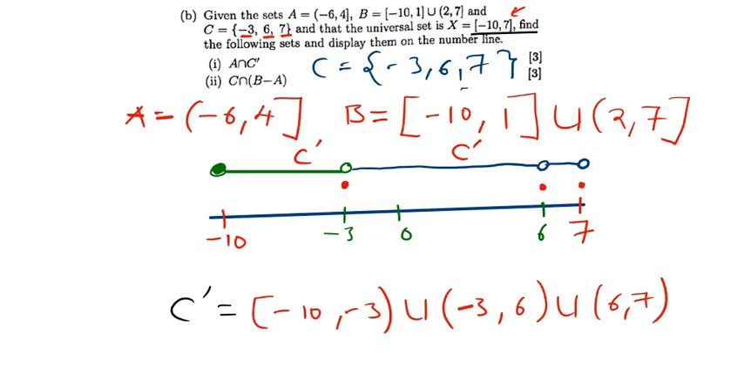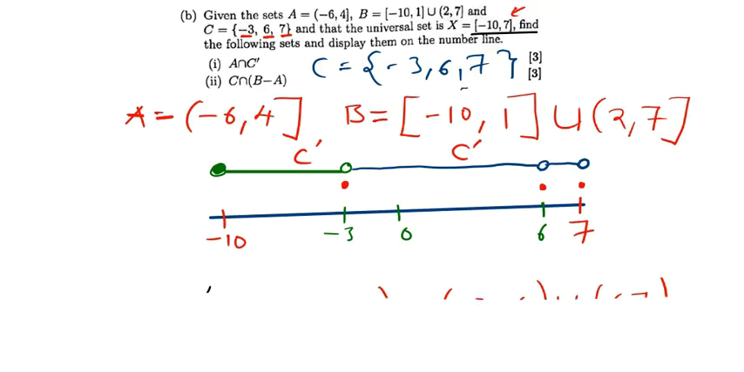Now, this is not our interest here. Our interest is to find its intersection with set A. We are very sure of what set A comprises: numbers from negative 6 to 4. If we present that on the number line as well, it will be very easy for us to find the intersection.